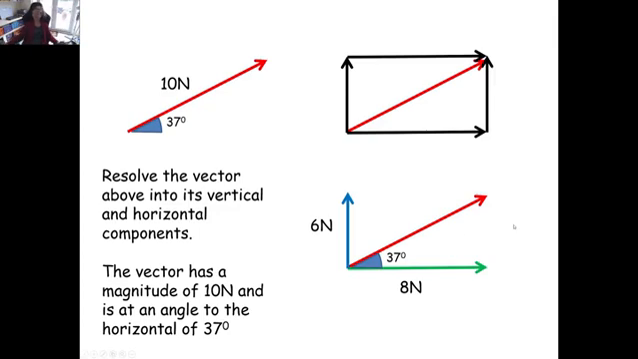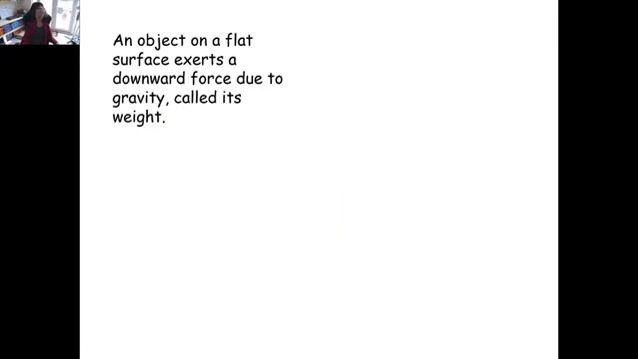Okay, there's nothing to stop you making your own vectors up. You could try a couple more of those just to practice drawing them out. Okay, what I want us to think about now is looking at an object on a slope.